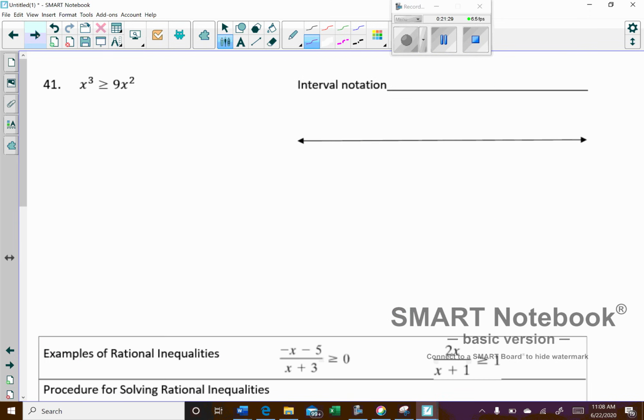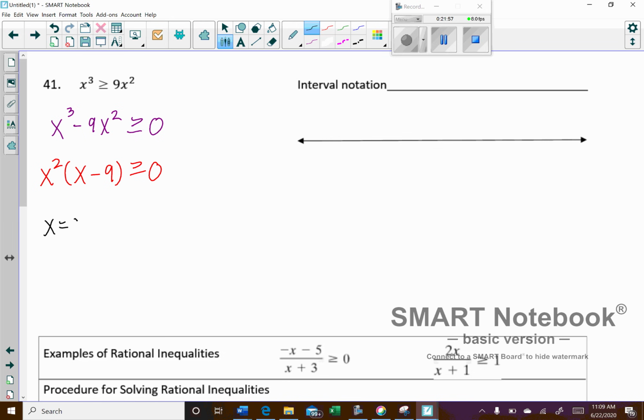Okay, so we want to go ahead and start by setting this equal to 0. So I'm going to subtract 9x squared from both sides. So I'd get x cubed minus 9x squared is greater than or equal to 0. And then what I could factor out is the x squared, and that will leave me behind with x minus 9 is greater than or equal to 0.